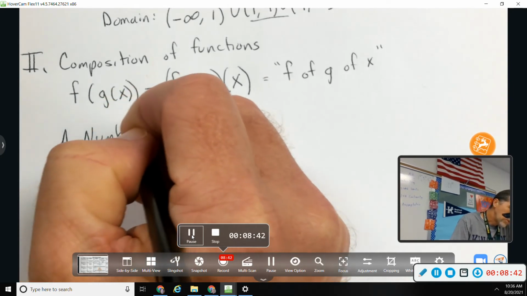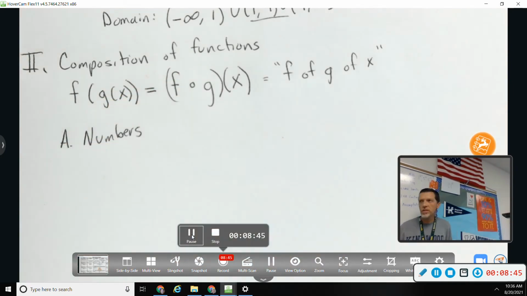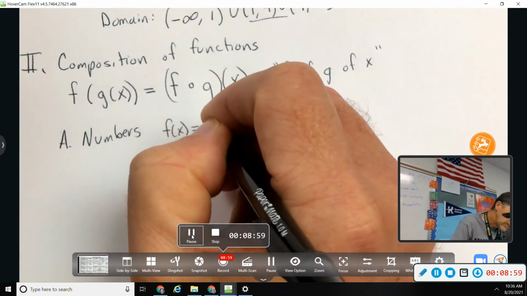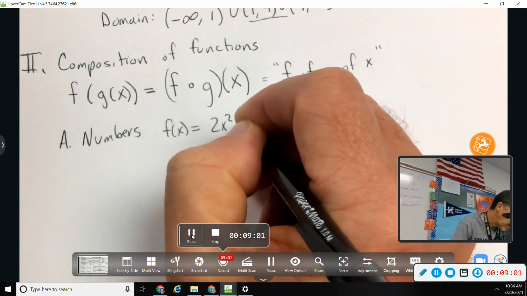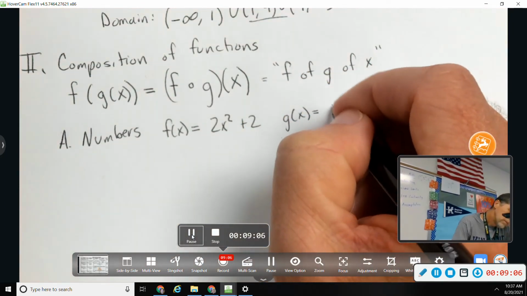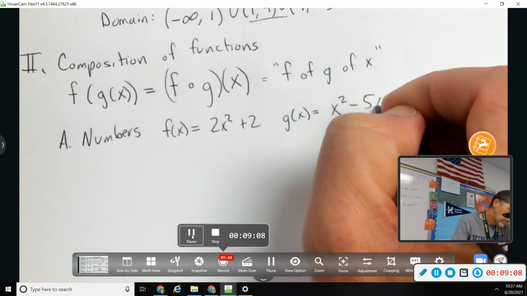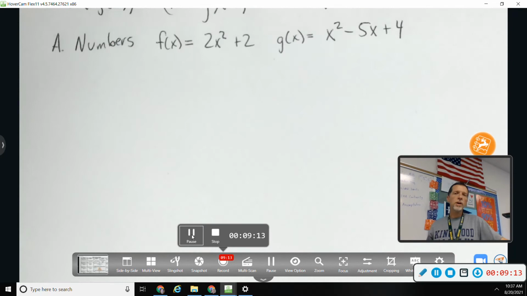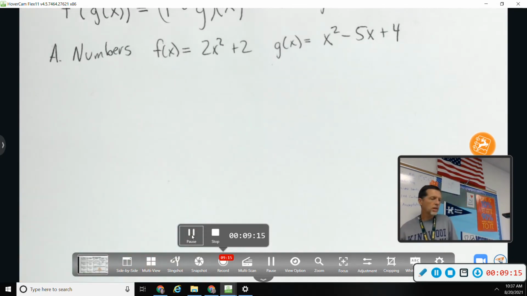So we're going to do some with numbers and some with variables. And for some reason, usually students find one or the other easier and one of them hard, but it varies by student which one they like and which one they don't like. f of x equals, we're going to use the same functions. f of x is 2x squared plus 2. We'll let g of x be x squared minus 5x plus 4. So same functions from above, but just to write them so we can see them again.